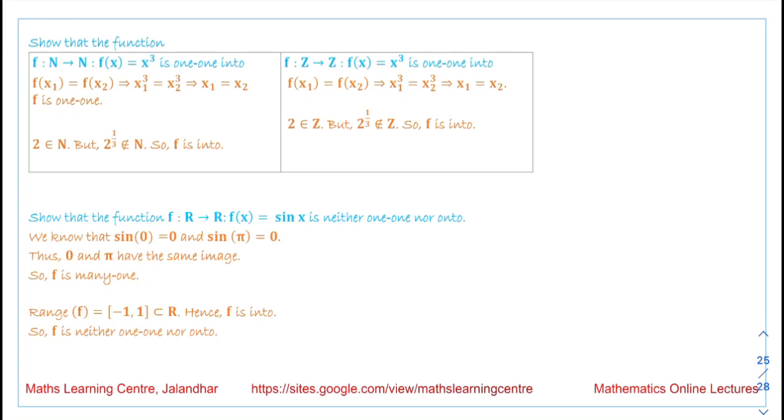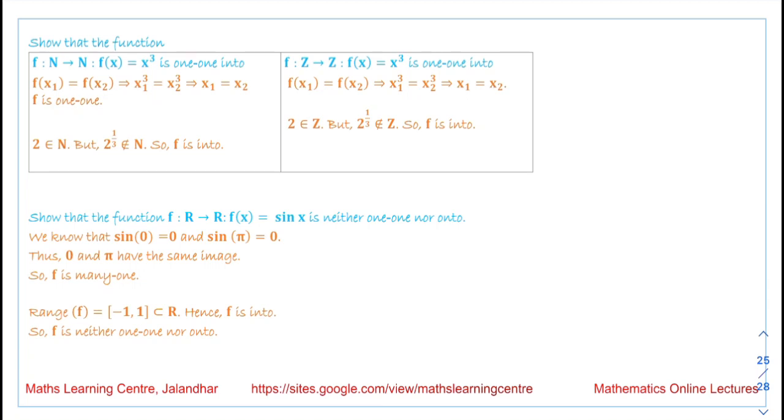So what we obtain is that the function f, when it is defined from N to N and f(x) is equal to x square, is a one-one function and it is not onto. And when the domain and codomain are Z, from Z to Z, the integers, we are saying this function is a many-one into function. Now the next question we have is, show that the function f defined from N to N, f(x) is equal to x cube is a one-one into function.